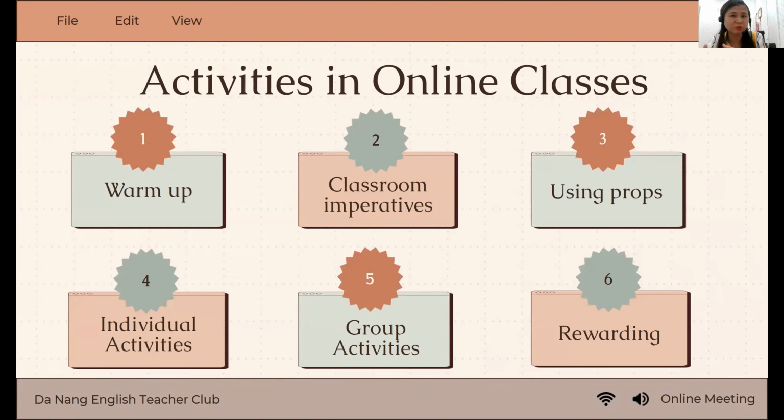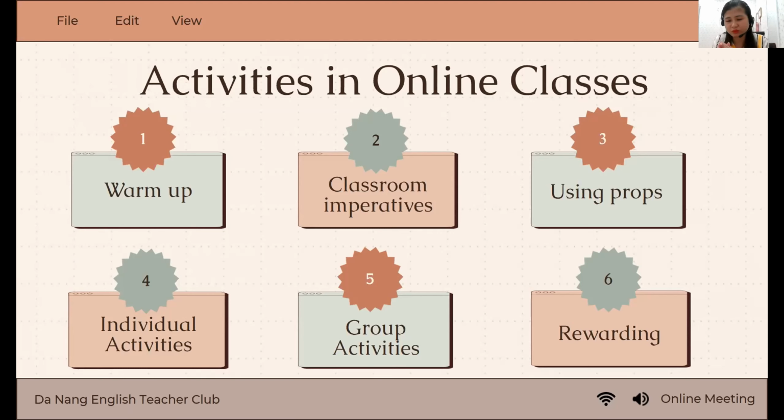As Miss Sue has mentioned about the flow, the packaging of the steps of doing the online classes, you have warm up, you have present, practice, and production. Every step has to be clear and has to be in the process. And you have classroom imperative. Think about it. In your real class, you have the students stand up, sit down, make a line, form a circle, right? Or open your book. So it is the same as the online classes, but you have switched something using the props, like the materials, individual activity, group activities, and rewarding.